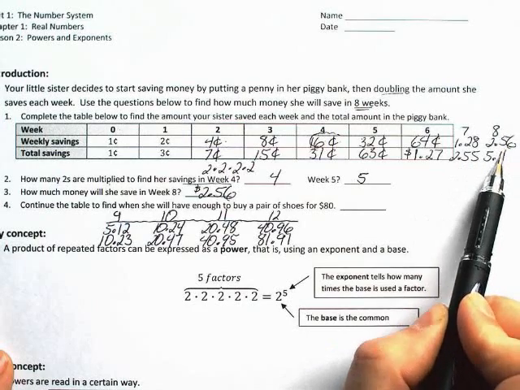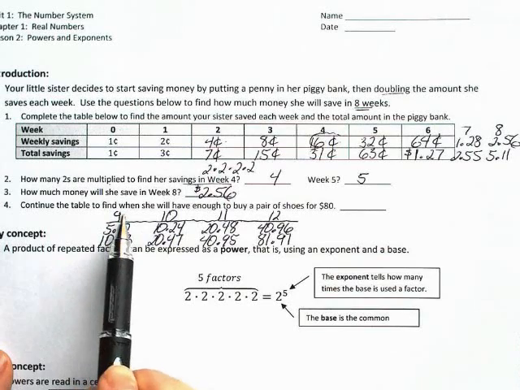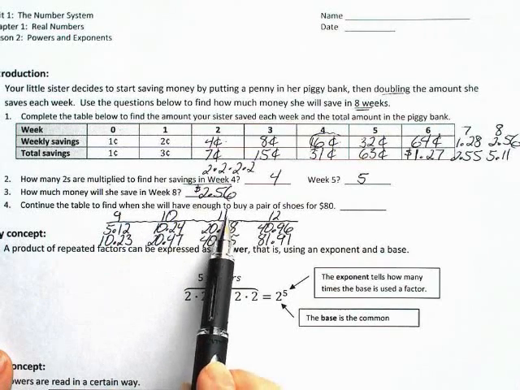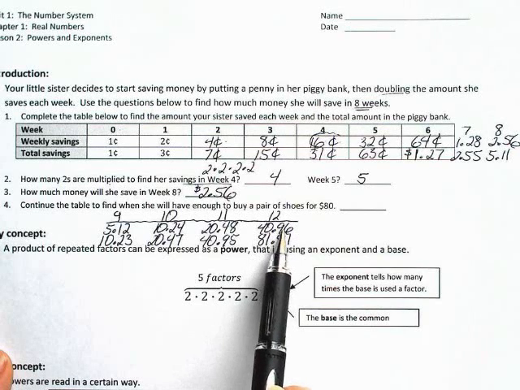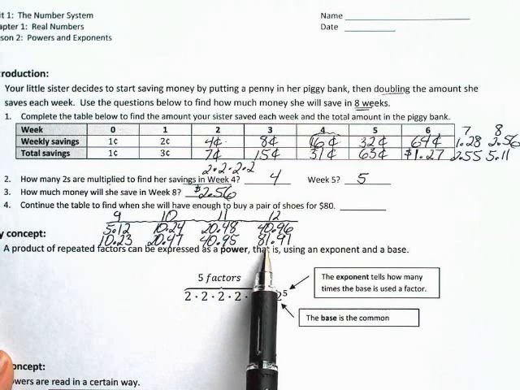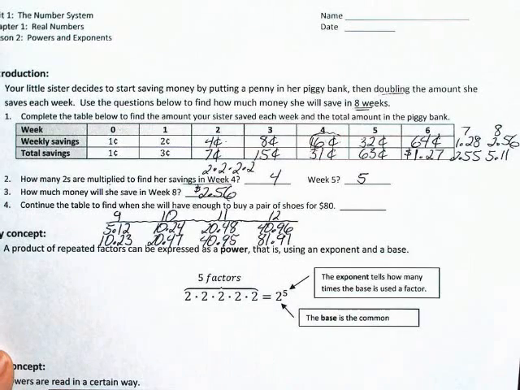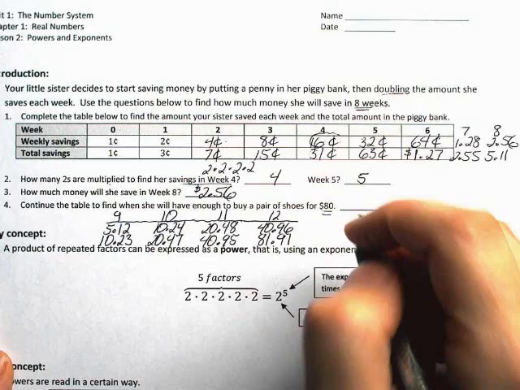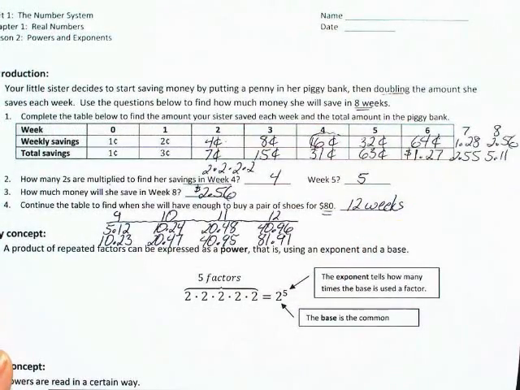Then again for the 8th week, and then down here I've extended the table even farther for the 9th week and then the 10th week, the 11th week, and finally the 12th week, where she saves $40.96, which can be combined with what was in there before to create $81.91. And that is enough to buy the pair of shoes for $80. So it will take 12 weeks for your little sister to save enough money to get those shoes.